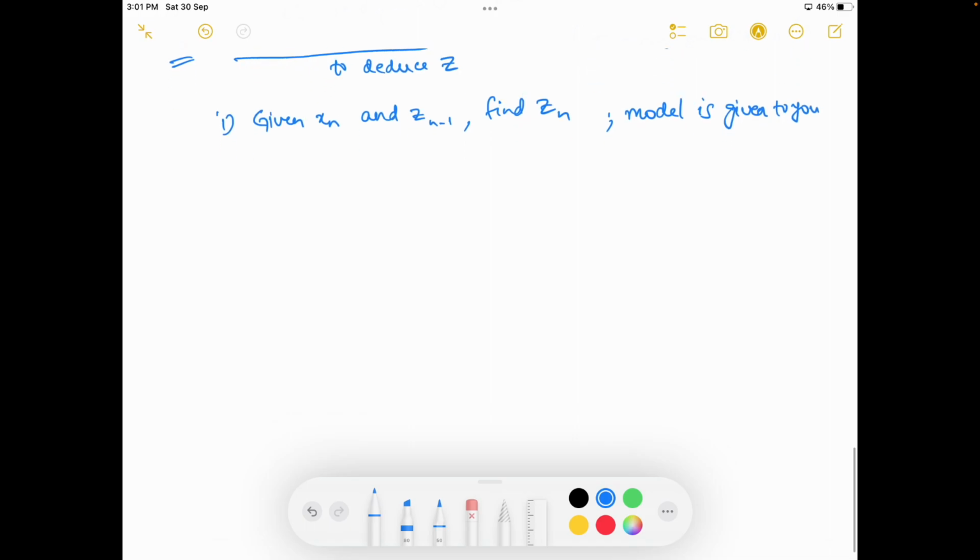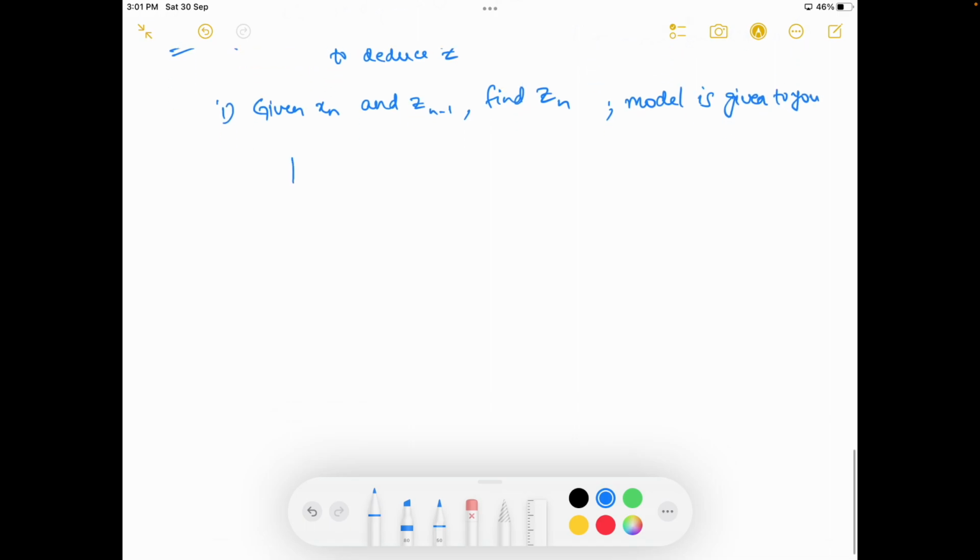Okay, let me write down. First of all, what do you want to find? Let me add a correction here. You want to find Zn star, or Zn dash, whatever you call it. You want to find Zn star, the season today. Okay, how will you find it?